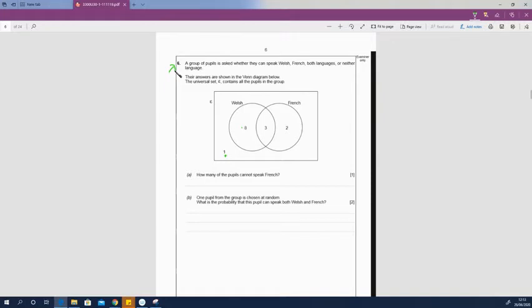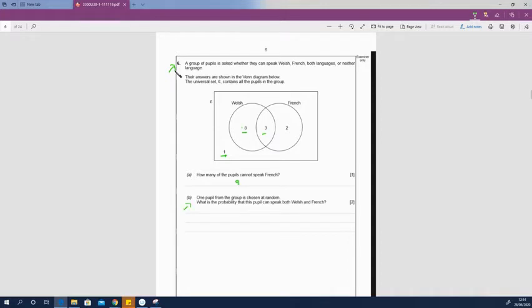The pupils in this circle speak Welsh. The pupils in this circle speak French. And the pupils in the middle speak both Welsh and French, the overlapping circles. So how many of the pupils can't speak French? Well, we've got the 8 people who can speak Welsh and the 1 person who speaks neither. So that means there's 9 people.